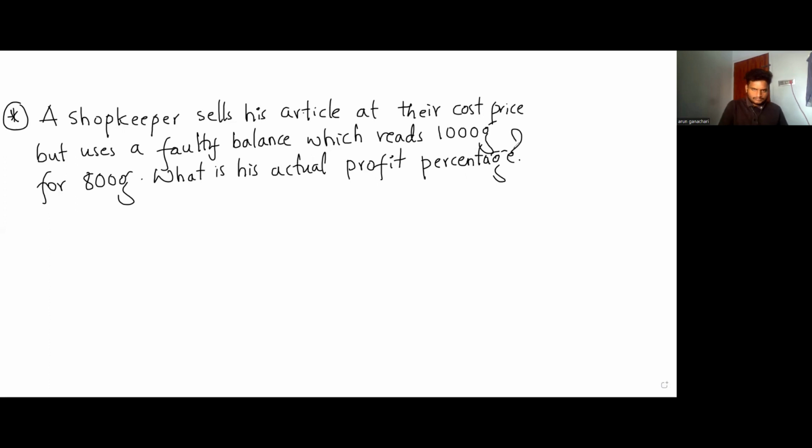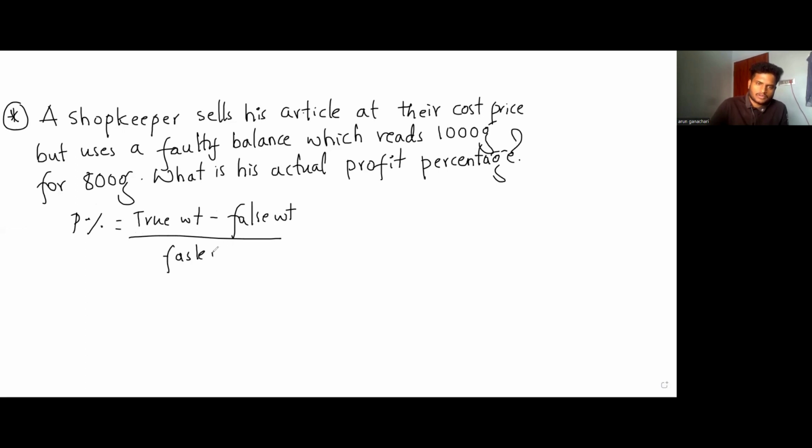25%. How will you solve this? Profit percentage is equal to true weight minus false weight divided by false weight into 100%. What is the true weight here?